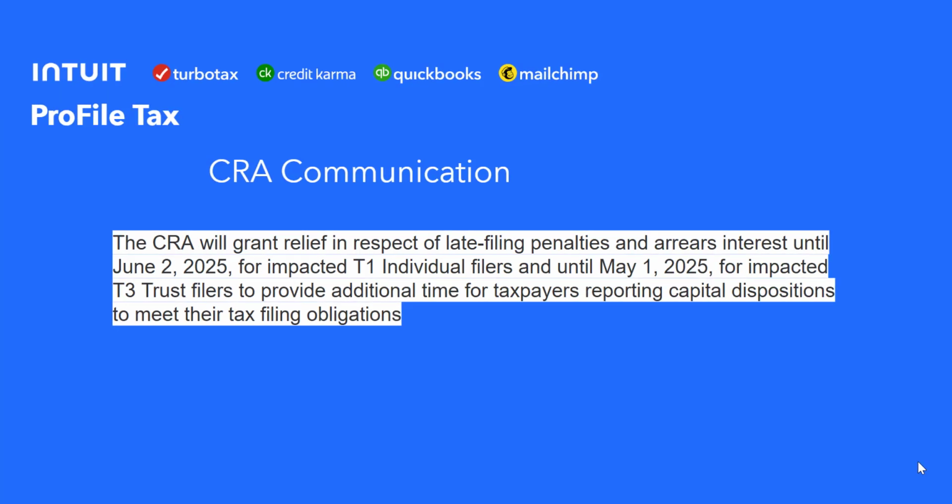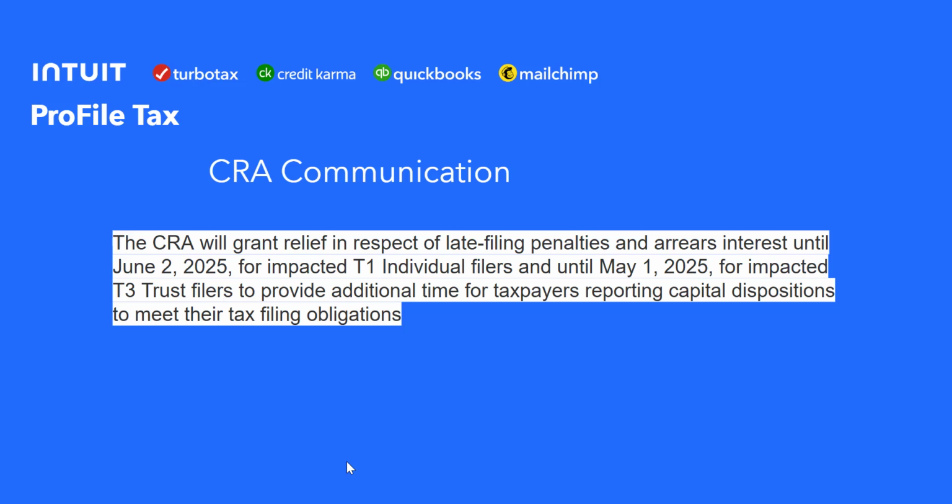I pulled this out of a link that I'll show you how to get later. CRA will grant relief from late filing penalties and arrears interest until June 2nd, 2025 for impacted T1s and until May 1st, 2025 for impacted T3s. Because of these changes and the delay in getting a certified schedule out, CRA is providing this relief.